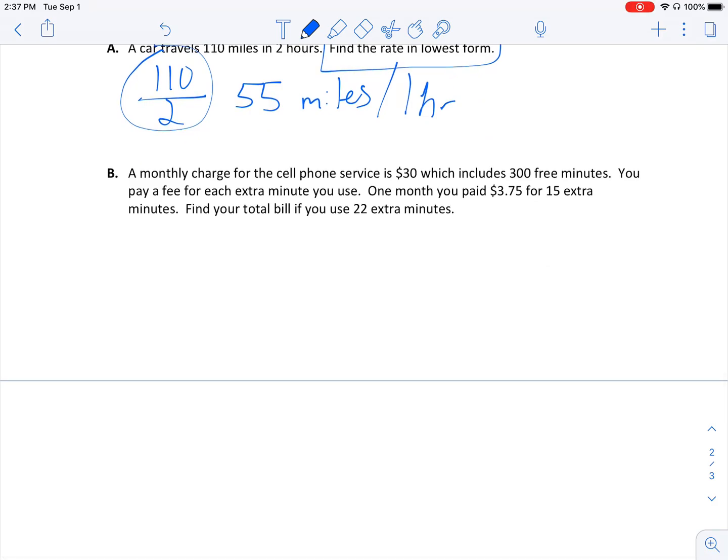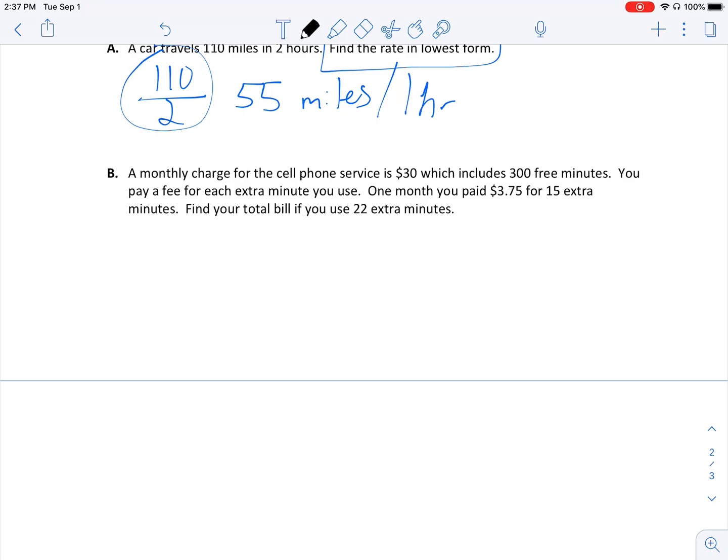All right, your last example. This is kind of an older problem because we're talking about free minutes on a cell phone, which was probably a thing 10, 15 years ago, but not so much anymore. A monthly charge for a cell phone bill is $30, which includes 300 free minutes. You pay a fee for each extra minute you use. This is old school, probably back when your parents first got a cell phone. Nevertheless, 1 month you paid $3.75 for 15 extra minutes. Find your total bill if you use 22 extra minutes.